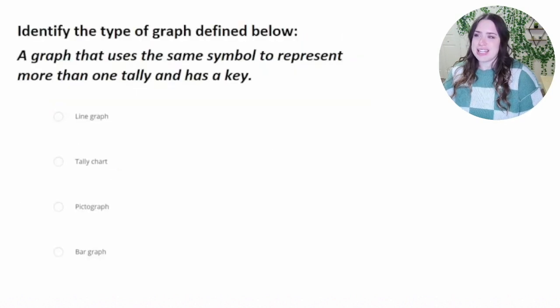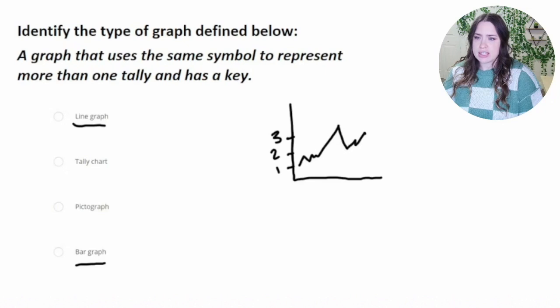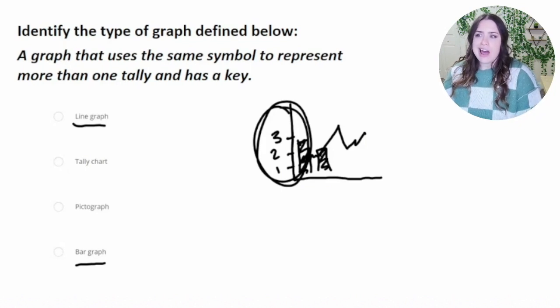All right, this next question says, identify the type of graph defined below. A graph that uses the same symbol to represent more than one tally and has a key. As we look at these options, I want to point out that the line graph and the bar graph are both graphs that use an X and Y axis, and there are going to be numbers on here to represent the frequency. So a line graph is basically just connecting dots, and a bar graph is going to be bars, but it's going to utilize this scale on the y-axis to represent how many things are occurring, which is not the same as a tally.